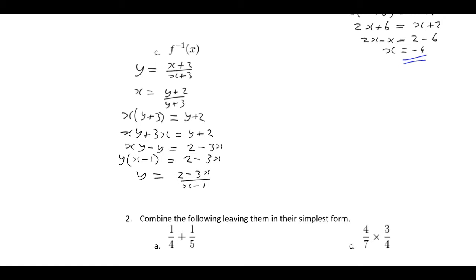Now, really importantly here, we're not actually done yet. We were asked to find inverse f of x, and we've got y equals. So you have to write this last line. The inverse of x equals 2 minus 3x over x minus 1. If you don't do that, you will lose marks. Okay.